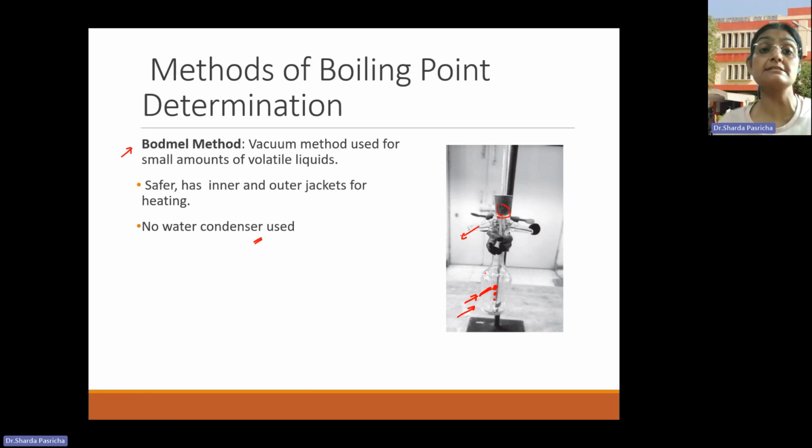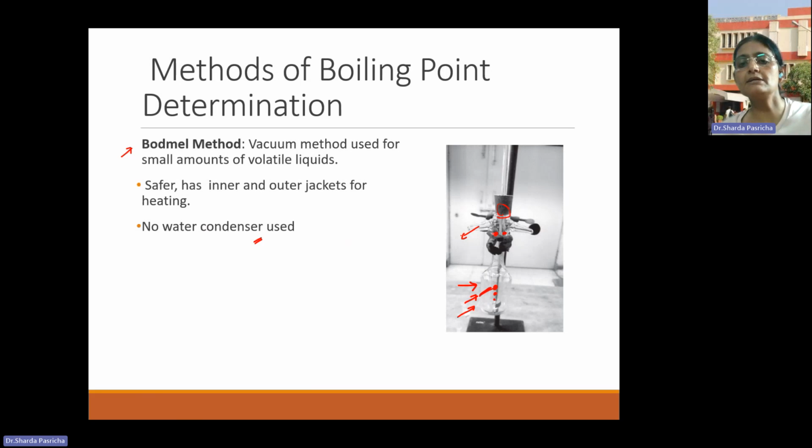The apparatus is safer for undergraduate students. Even if you have some accident and the outer jacket breaks, the liquid is held inside the inner jacket, and nothing will splash onto your body or cause any injury to you. Plus, there are some air holes here to release pressure. So there are no situations under which pressure will be generated or the apparatus can burst.